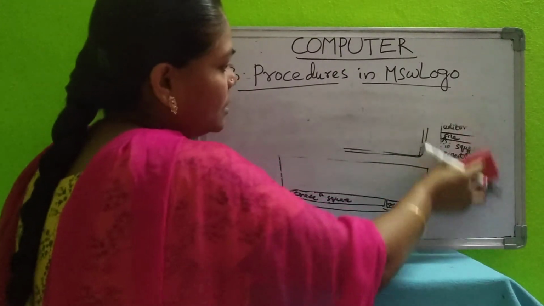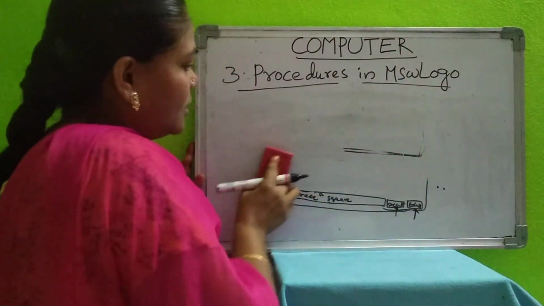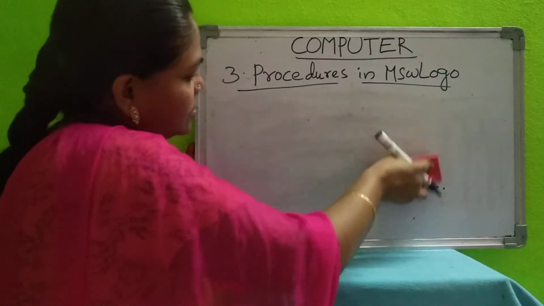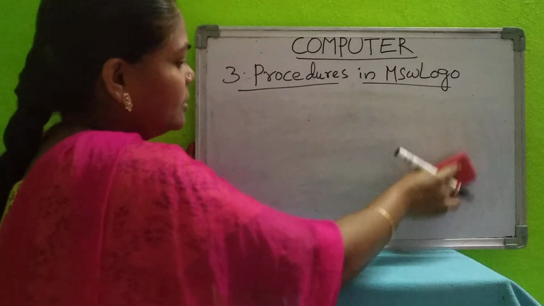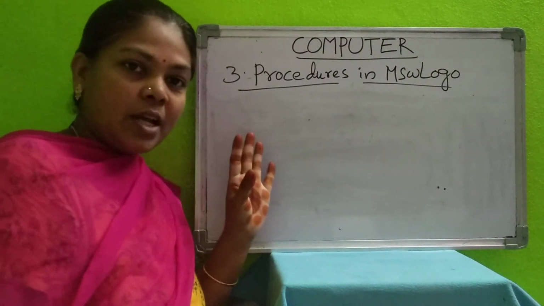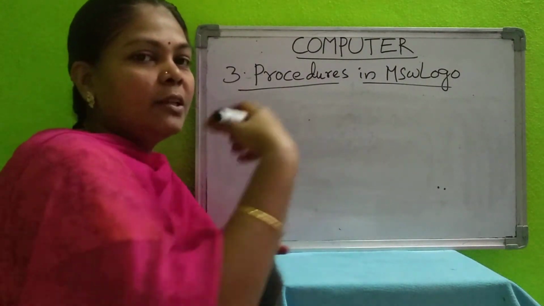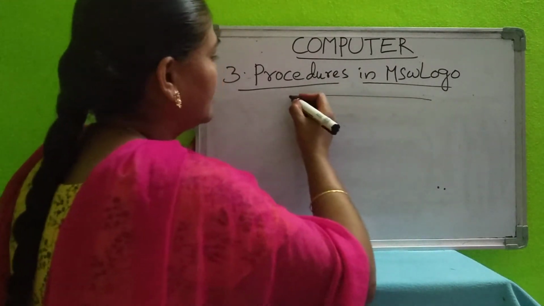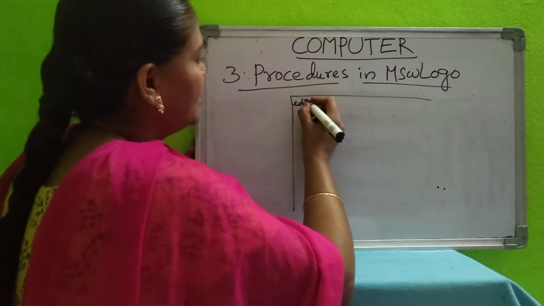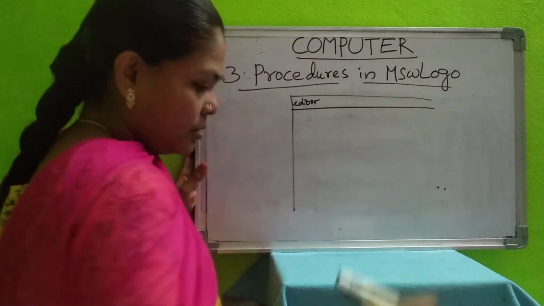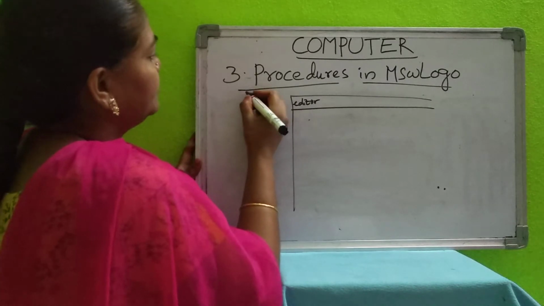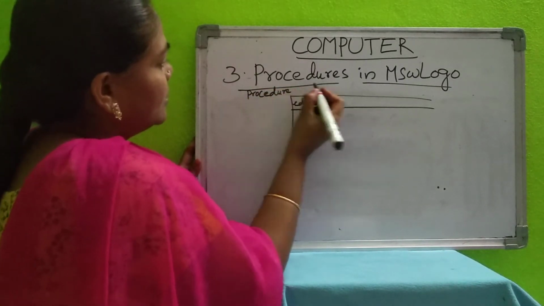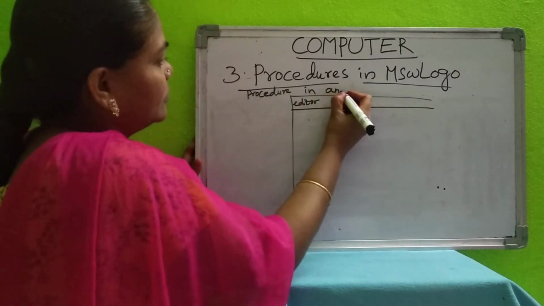Suppose you want to draw the triangles in hexagon. So first we have to write the triangle procedure. First we have to write the triangle procedure, we have to save it and exit. After that you have to write the hexagon procedure. We will see how to write it. So in the editor window, procedure in another procedure. To call one procedure in another procedure.